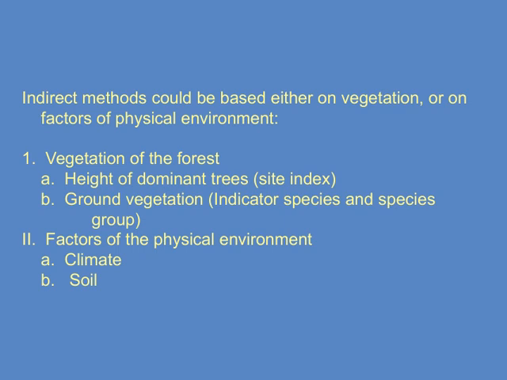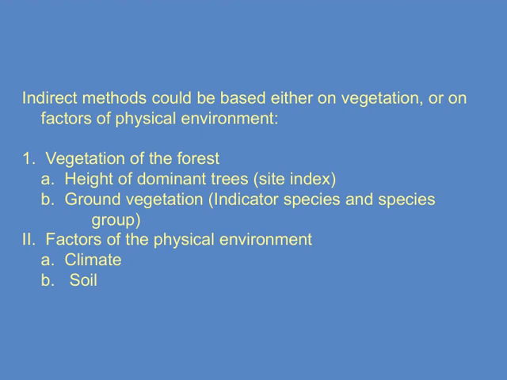These methods can be based either on vegetation themselves or on the physical environment surrounding the forest. Starting with vegetation, one key factor we consider is the height of the dominant trees, which is often referred to as the site index. This gives us a good indication of the forest's productivity and site quality. Another important aspect is ground vegetation. Here, we look at indicator species and groups of species. These plants can tell us a lot about the ecological conditions of the site without having to directly measure everything.